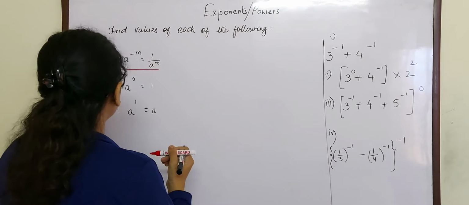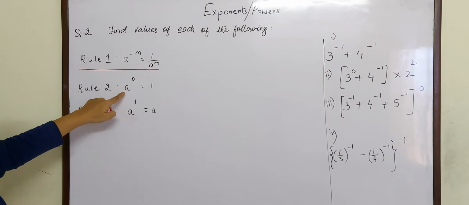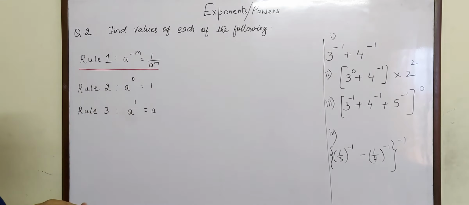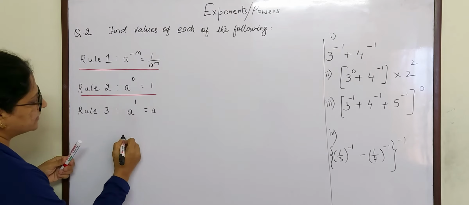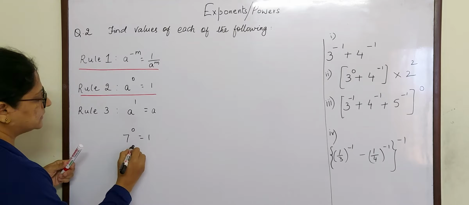Now we will be learning the second rule. Second rule states that any base raised to the power 0 will give you 1. That means let it be any number, like 7 raised to 0, that will be 1. 100 raised to 0, that will be 1.